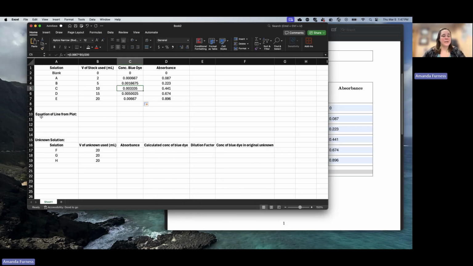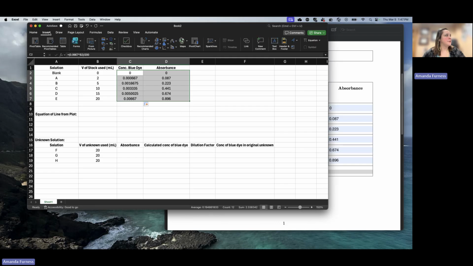Now what I need to do is get an equation of the line, or this would be considered our calibration curve or our standard curve. So to do this, again, I'm going to use Excel. And so what I can do is highlight these here, and then I'm going to go up to Insert.